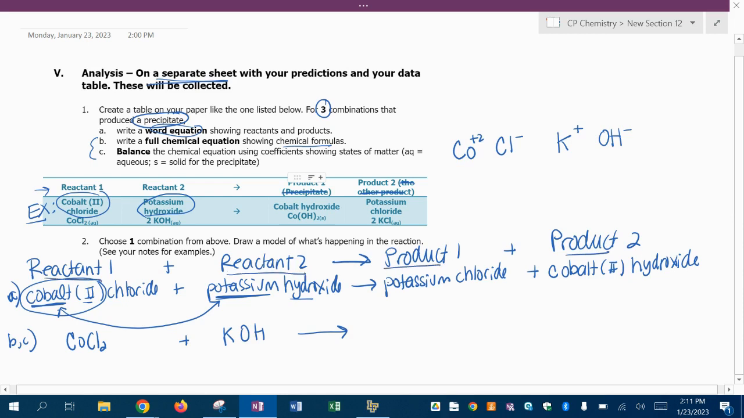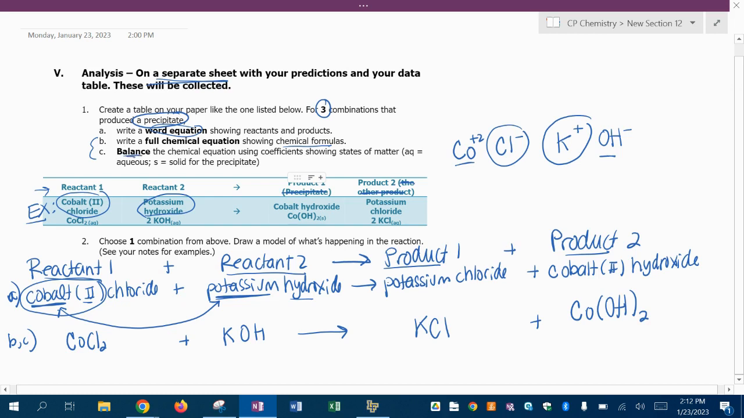So for the products, potassium chloride, well, I know my charge of potassium is plus 1 and chloride is minus 1. They don't change from the reactants to the products, so that would be KCl. Plus my second product, now I have cobalt plus 2, hydroxide is minus 1. That doesn't balance out, so I have to have 2 hydroxides, so Co. Now don't forget, hydroxide is a polyatomic ion, so we must put it in parentheses, so OH, and then a 2 on the outside. So there is part B, the full chemical equation, for this part.